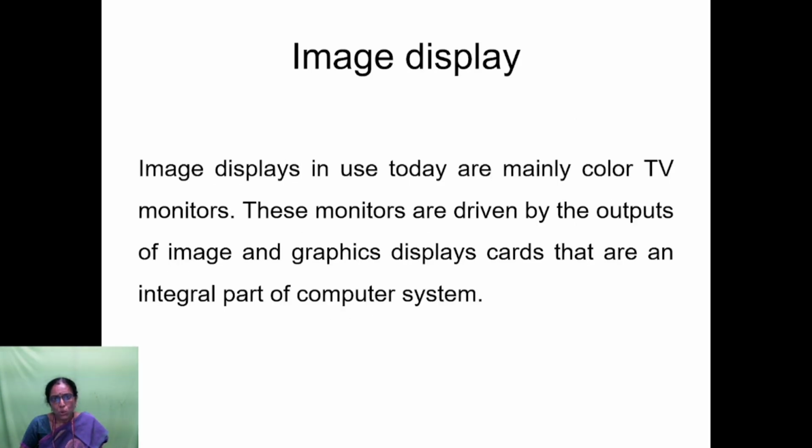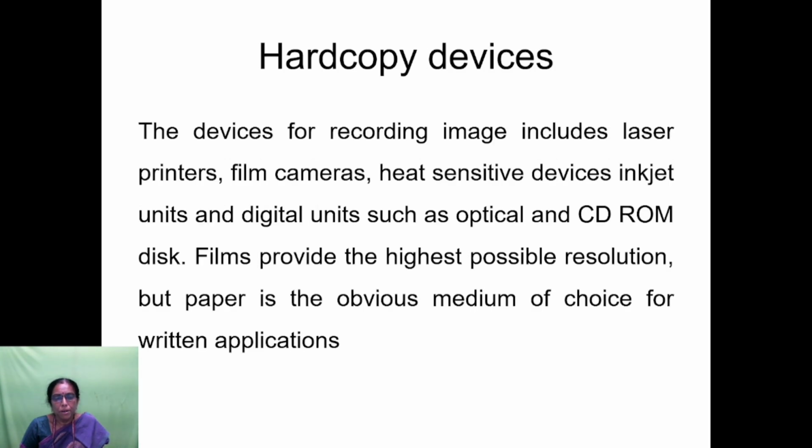Image display. Image displays in use today are mainly color TV monitors. These monitors are driven by the outputs of image and graphic display cards that are an integral part of the computer system. Hard copy devices. The devices for recording images include laser printers, film cameras, heat sensitive devices, inkjet units and digital units such as optical CD-ROM discs. Films provide the highest possible resolution, but paper is the obvious medium of choice for written applications.